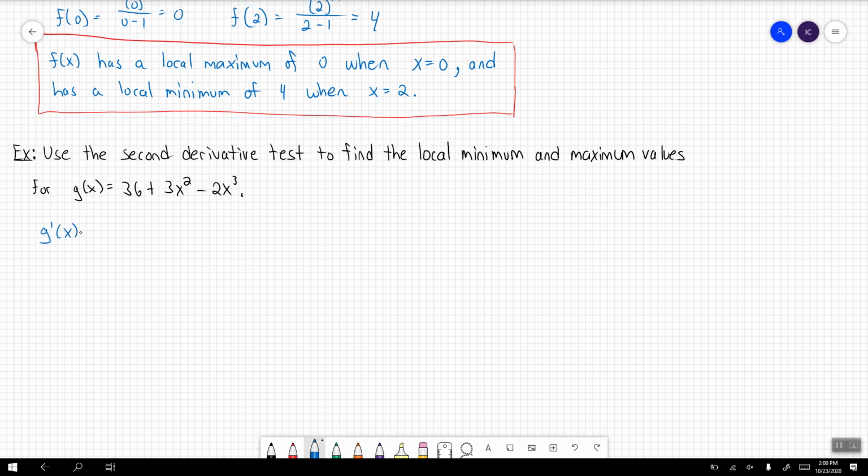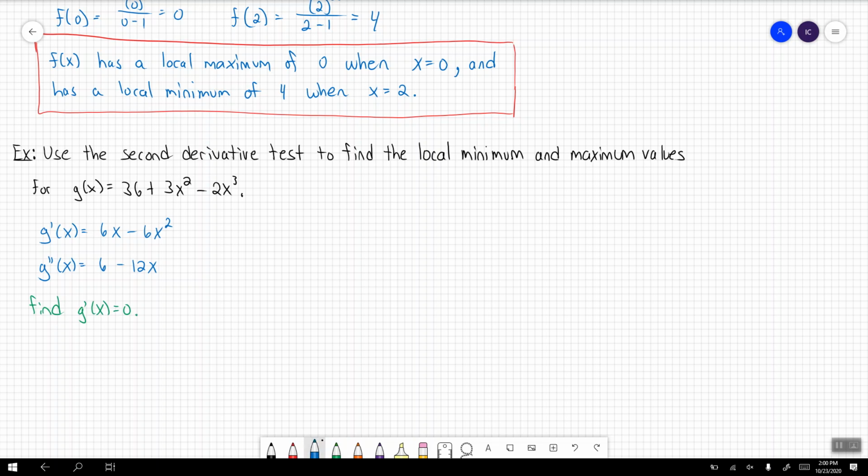We take a first derivative, and we're going to get 6x minus 6x squared. And then taking a second derivative is going to imply that we're going to get 6 minus 12x. Now, in order to use the second derivative test, we first need to identify what are the values for which the first derivative is equal to 0. So again, we need to find when g prime of x is equal to 0.